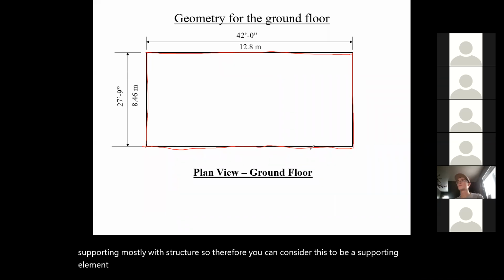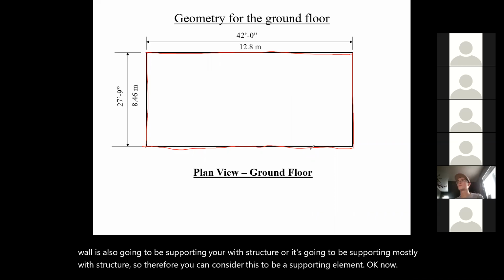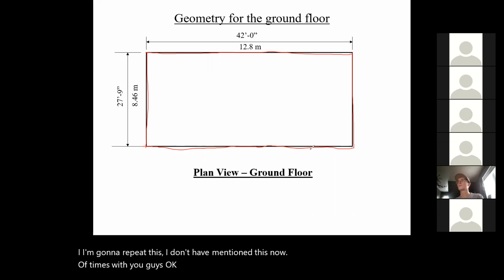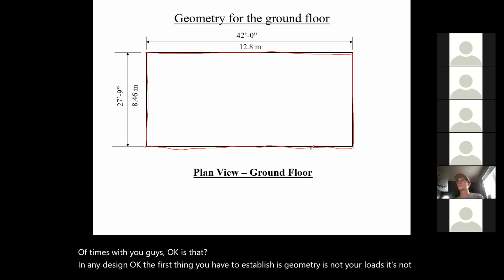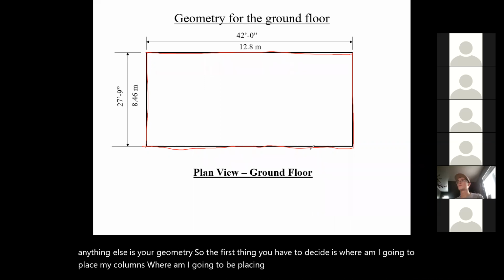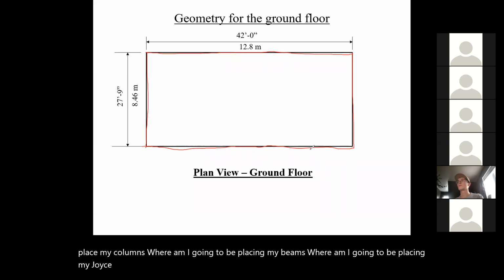Now, I'm going to repeat this, and I've mentioned this a number of times with you guys: in any design, the first thing you have to establish is geometry. It's not your loads, it's not anything else, it's your geometry. So the first thing you have to decide is, where am I going to place my columns? Where am I going to be placing my beams? Where am I going to be placing my joists? How am I going to divide this space, okay?